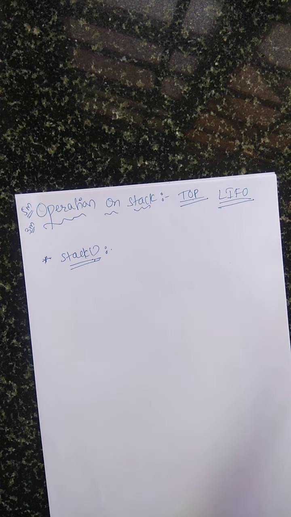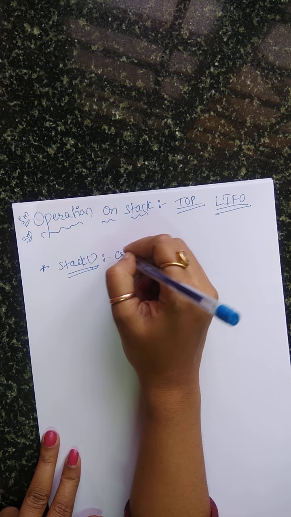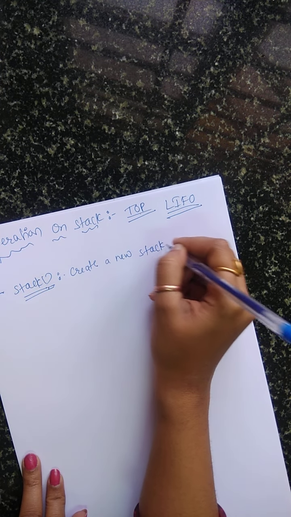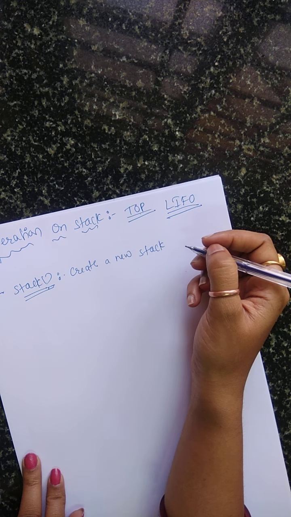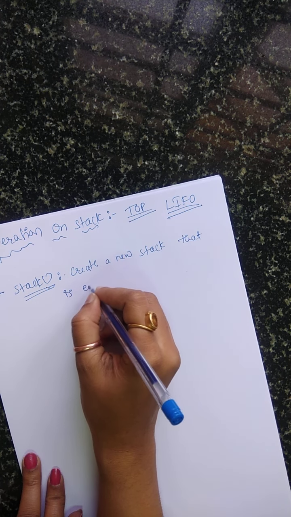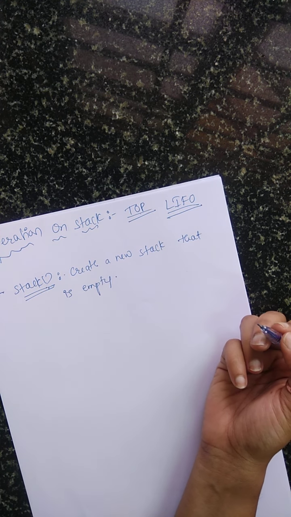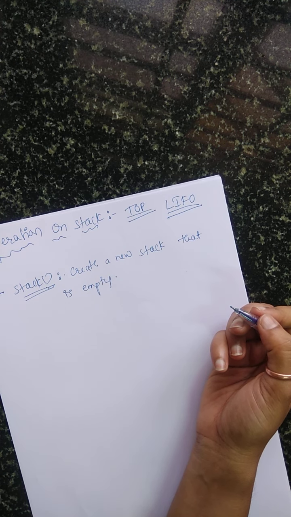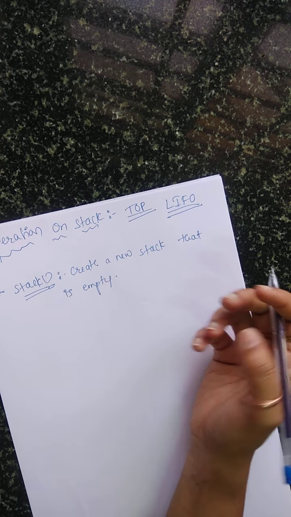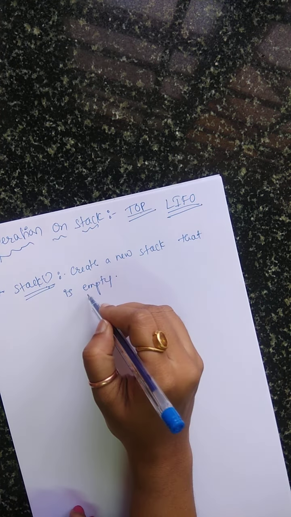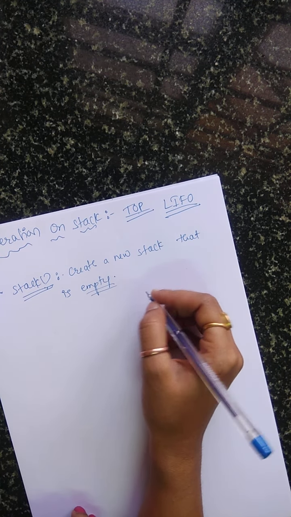We have not added any elements in that. Done. So this operation will help you to create a new stack that is empty. Here there is no need to use any parameters, and it returns an empty stack. We are not allowed to use any parameters, and it always returns an empty stack, because the first time created stack will always be empty.